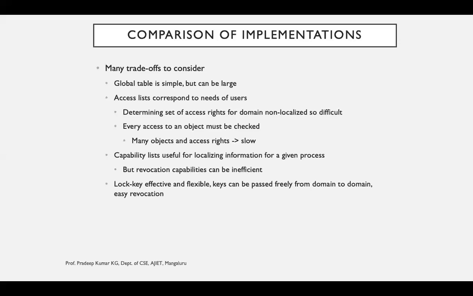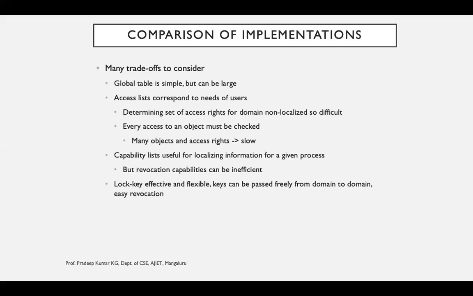Next one is the capability list. It is very useful for localizing information for a given process, because we use paired key-value pairs, something like key and lock pairs. So the capability list is nothing but a setup in the form of keys and locks. It is very useful when you localize the information. One thing you are supposed to remember is that revocation of capabilities can be inefficient, because once you give access to a pair, it is very difficult to revoke.